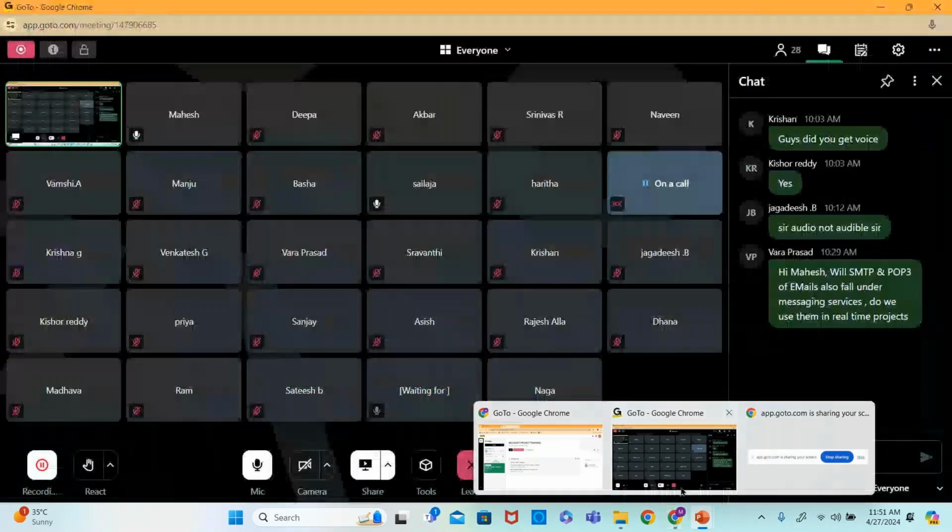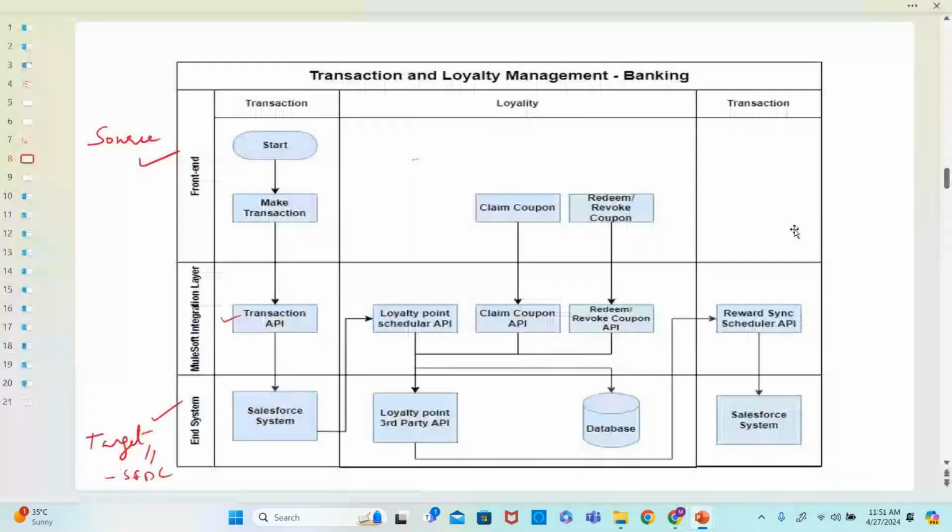Hi, Mahesh. Just to understand, in this particular table, which connectors can we use? We'll come to that picture in a while, we'll try to discuss that. On the broad level of this project explanation, if you have any questions, you can ask me.